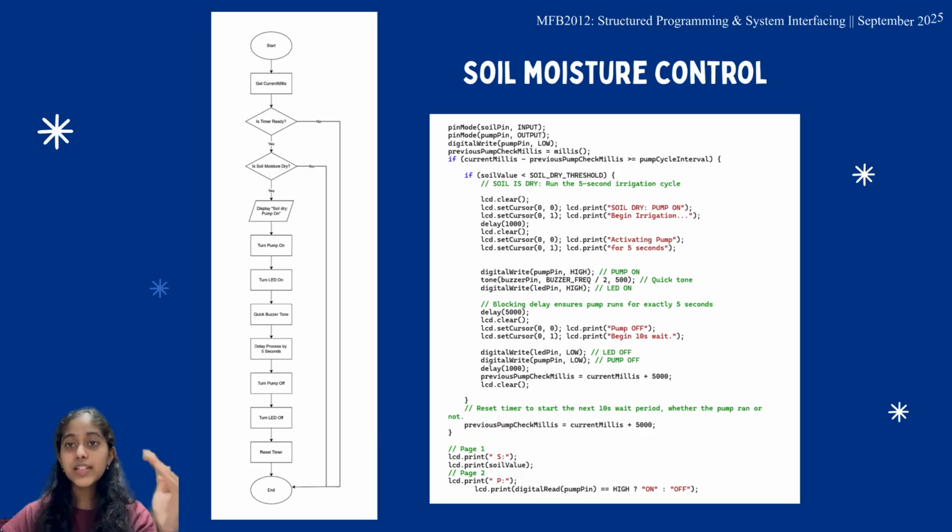So now we'll be taking a look at the soil moisture control. Firstly, with the flowchart, we start, then we get the current millis, and then we see whether the timer is ready or not.